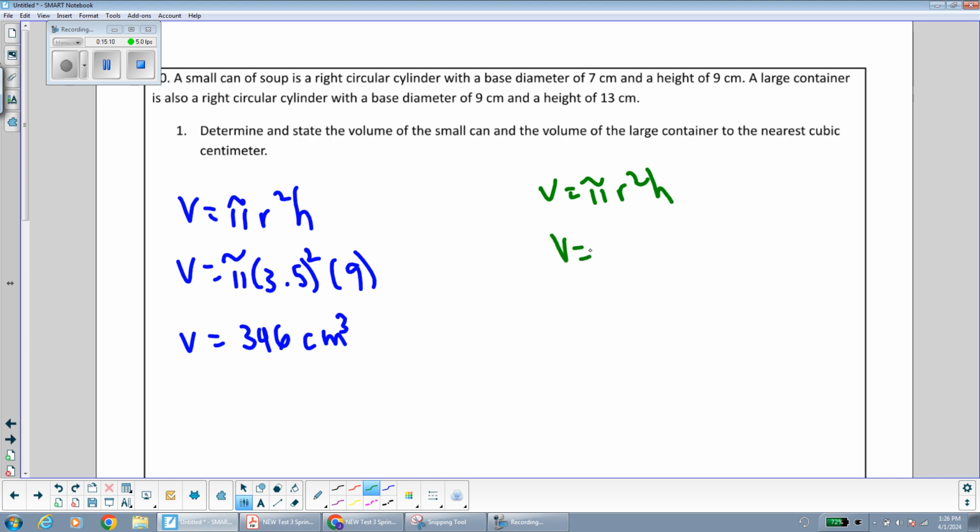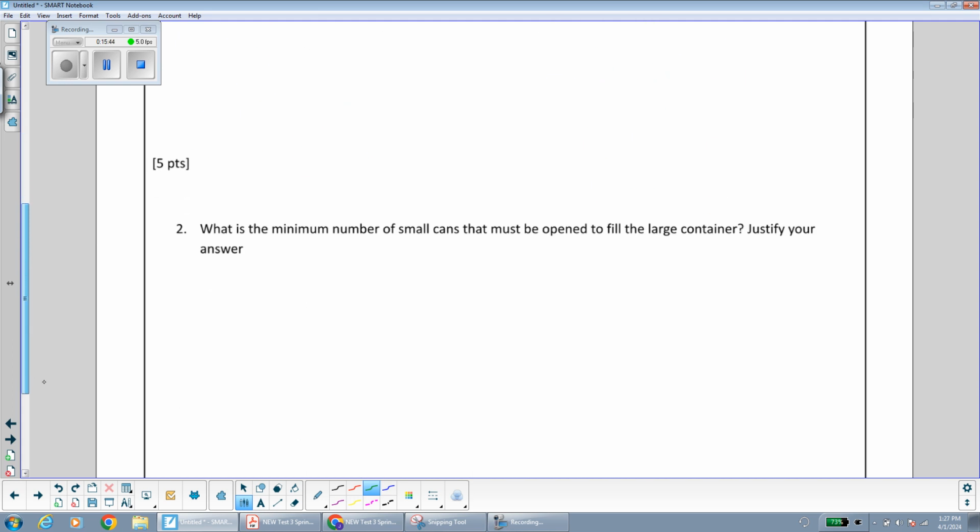Now, the next can of soup is also a right cylinder. That just means the cylinder is standing up so that the base forms a right angle with the face. The radius here would be 4.5 because the diameter is 9, so that's half of that. And the height is 13. I'm going to type this into my calculator as well. Pi 4.5 squared, 13. And I got about 827 cubic centimeters.